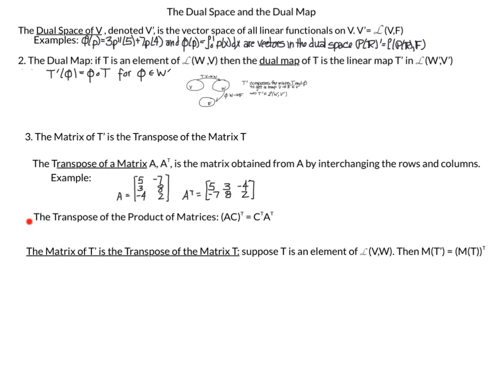So our full theorem here for the matrix of the dual map of T is the transpose of the matrix of T. Suppose T is an element of our linear maps from V to W, then the matrix representing the dual map, or T prime, is equal to the matrix of T transposed.